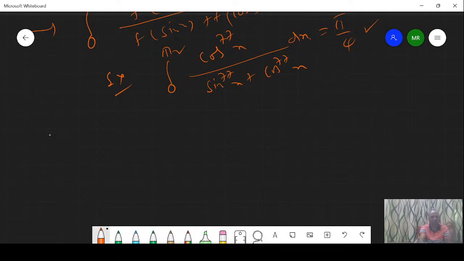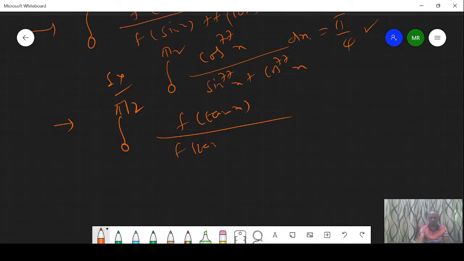Similarly, I can also write integral 0 to pi by 2 of f of tan x by f of tan x plus f of cot x. This combination also gives pi by 4. This combination gives pi by 4 only. Even if tan x or cot x is replaced, the answer will be pi by 4 only.